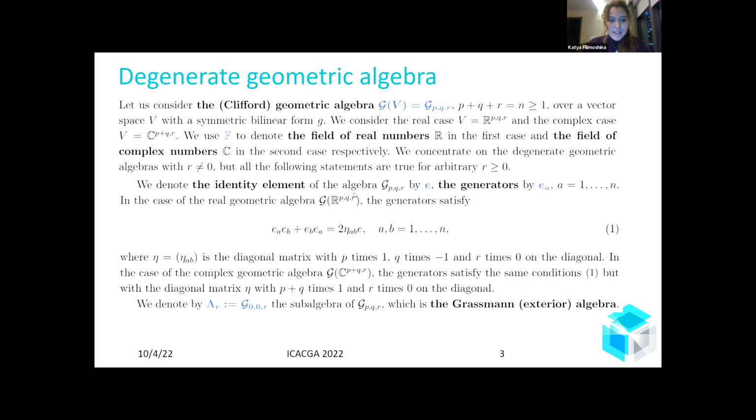In the real case, they satisfy these conditions, where eta is the diagonal matrix with P times 1, Q times minus 1, and R times 0 on the diagonal. In the complex case, the generators satisfy these conditions too, but with eta with P plus Q times 1 and R times 0 on the diagonal. We use lambda with the lower index R to denote the subalgebra GOOR of the algebra GPQR. This subalgebra is the Grassmann algebra. It is also called the exterior algebra.